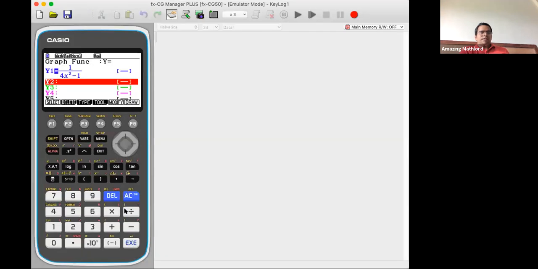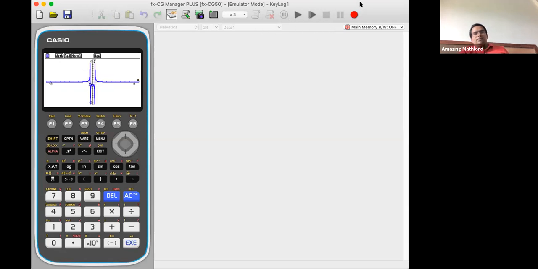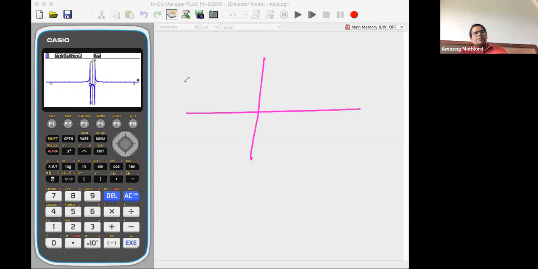When you put 1 over 4x squared minus 1 on the calculator and execute, you see a graph like this. If I have to draw this graph, you can use reciprocal function logic, but there are two vertical asymptotes. If I equate 4x squared minus 1 to 0, I get x equals negative half and x equals positive half. These two vertical asymptotes are also visible on the graph here: x equals half and x equals minus half.